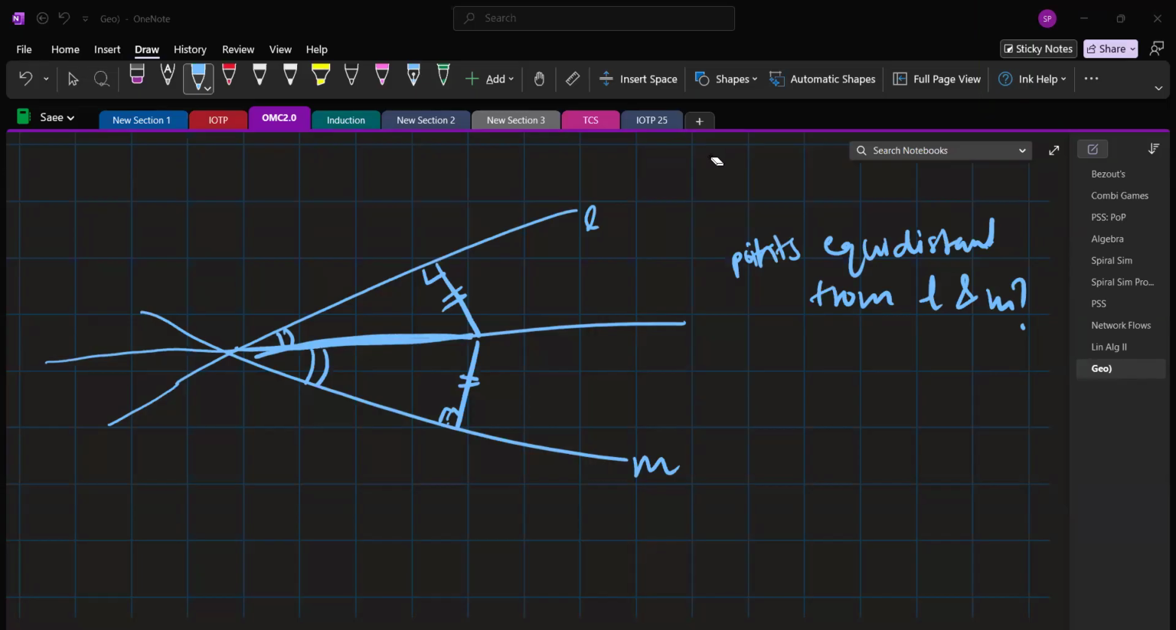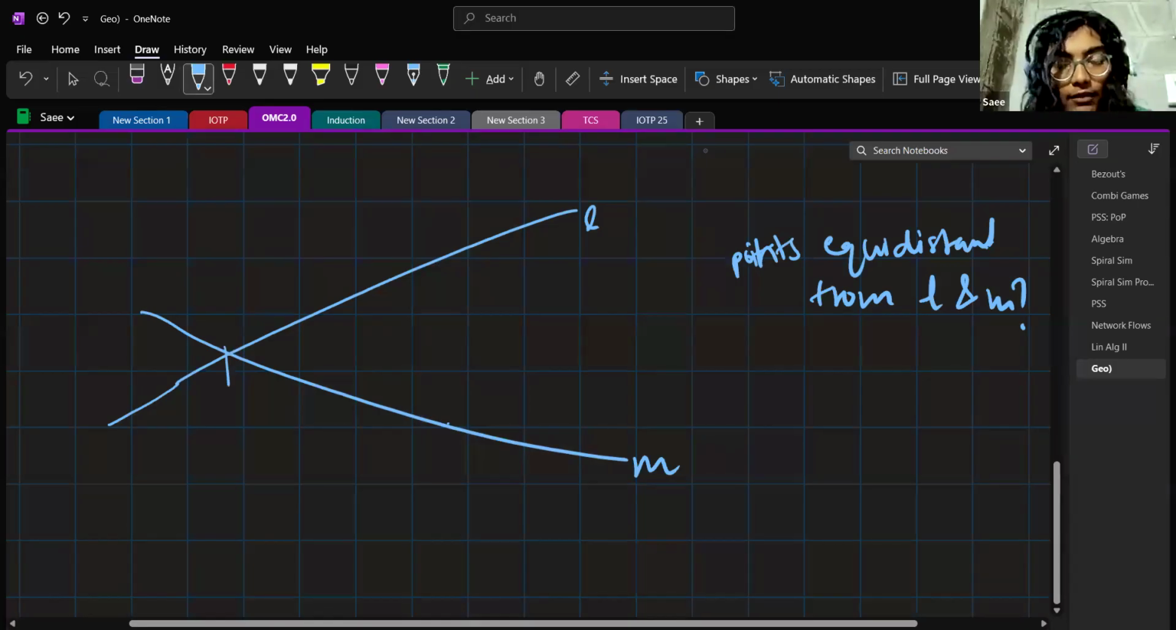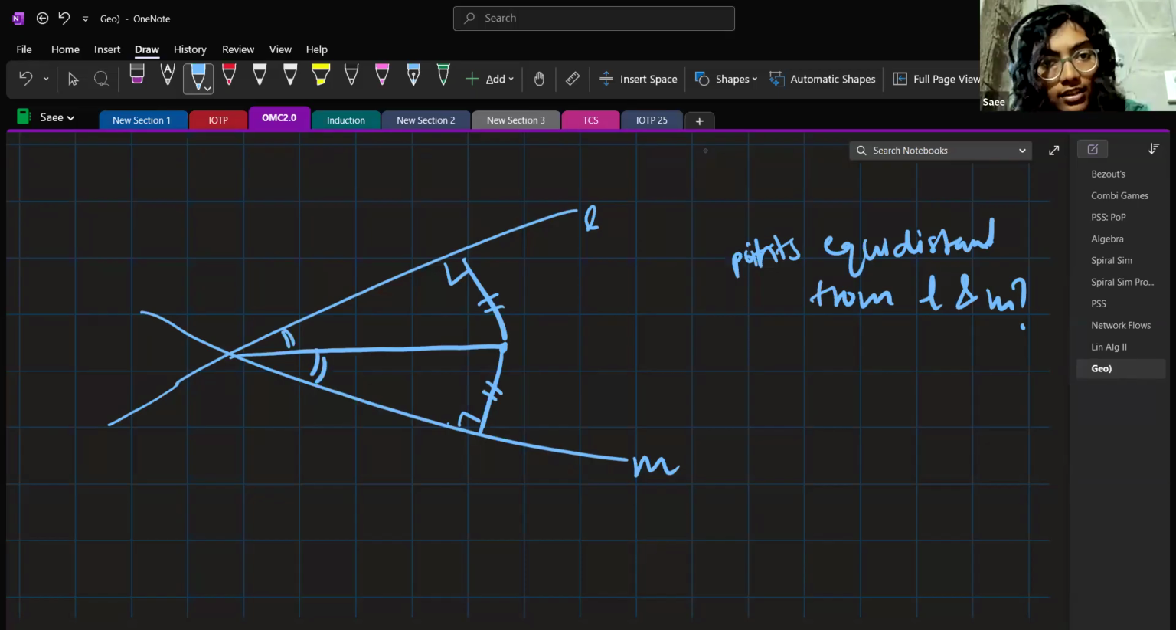Yeah. And we can do something similar on this side as well. In fact, you can make an argument the other way around as well. So if you have any point such that it's equidistant from both of these lines, then it has to lie on the angle bisector, again by RHS. These two triangles will turn out to be congruent, so the angles have to be the same.